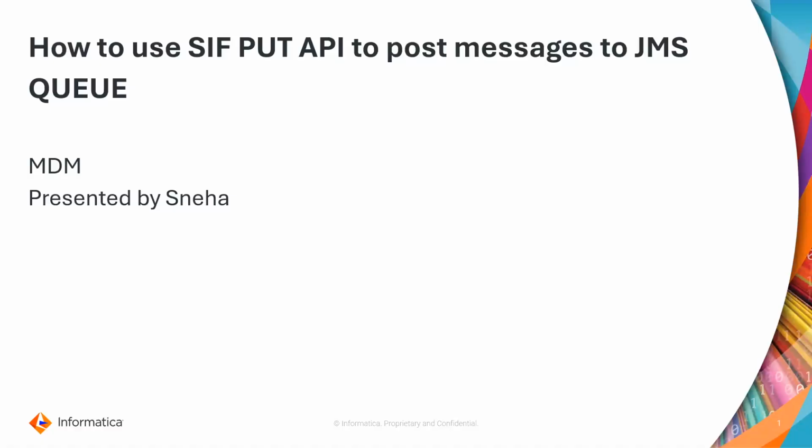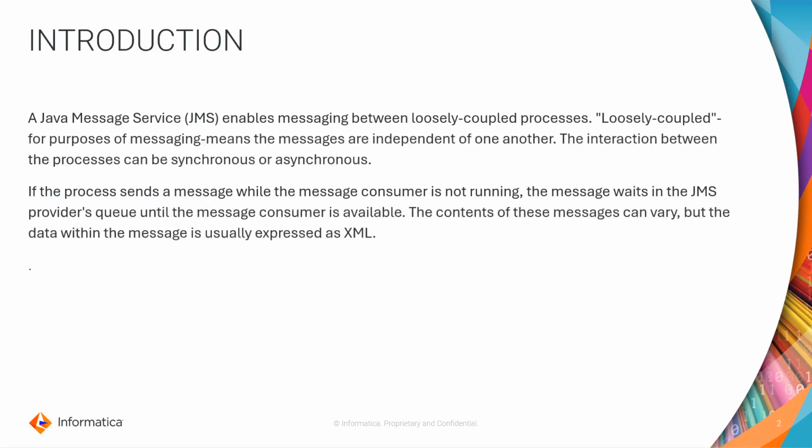In this video, I'll be demonstrating how to use SIF PUT API to post messages to JMS queue. JMS enables messaging between loosely coupled processes. Loosely coupled for purposes of messaging means the messages are independent of one another. The interaction between the processes can be synchronous or asynchronous.